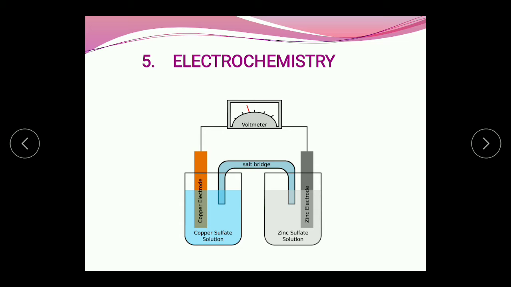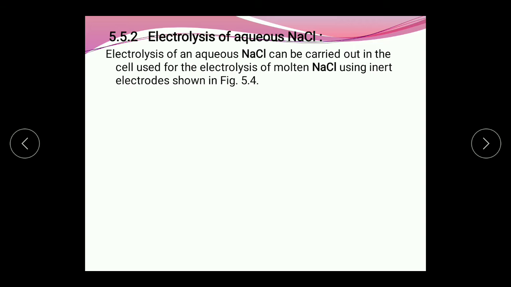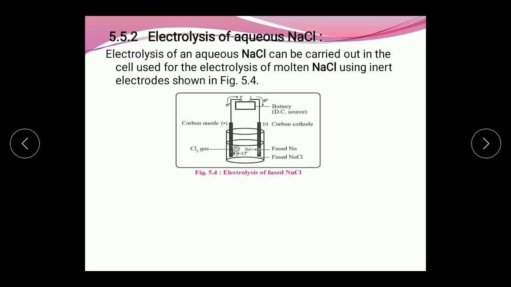So let us begin today's session in which we are going to learn about the electrolysis of aqueous NaCl. The electrolysis of aqueous NaCl can be carried out in the same cell used for the electrolysis of molten NaCl using inert electrodes. Inert electrodes are those which don't take part in the reaction. So, we are using carbon electrodes. The figure will be the same as we have seen in the previous session.